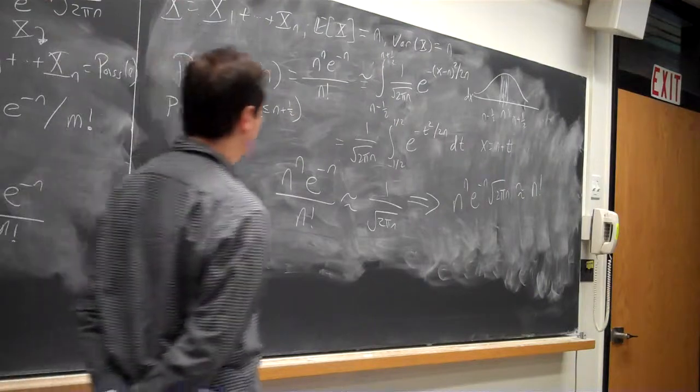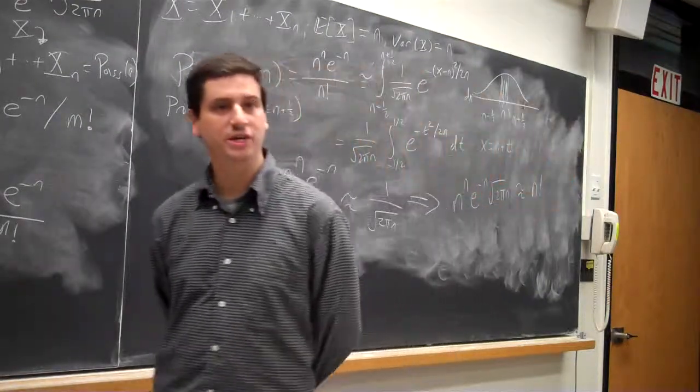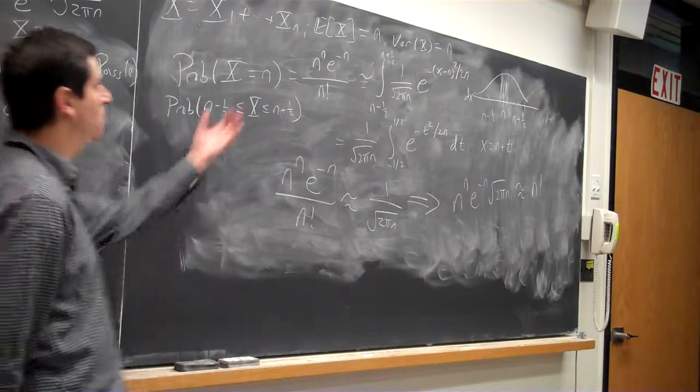There's one other way to attack Stirling's formula. I'm not going to go through it. It's in section 18.6 of the book. It uses a method called stationary phase, which is a very powerful tool to try to figure out approximately how big is n factorial.